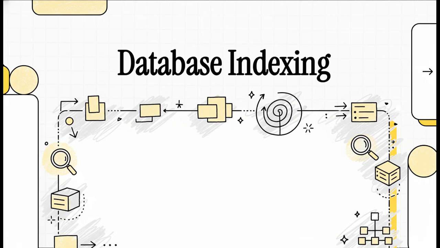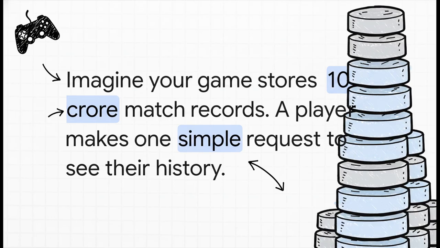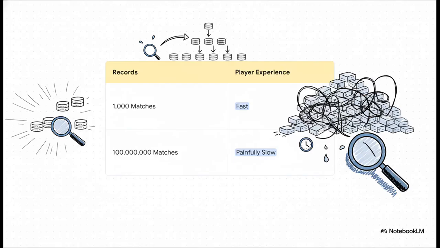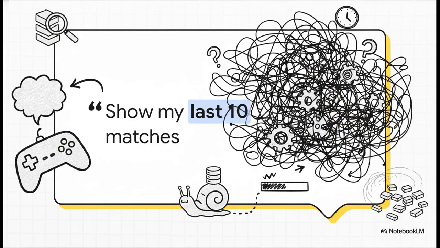Okay, let's dive into a super important system design concept, database indexing. Imagine your game's database has, say, 100 million match histories. We're talking massive scale. When the data's small, everything feels snappy. But as it grows, things get painfully slow. So a player makes a simple request, but the system just can't keep up.